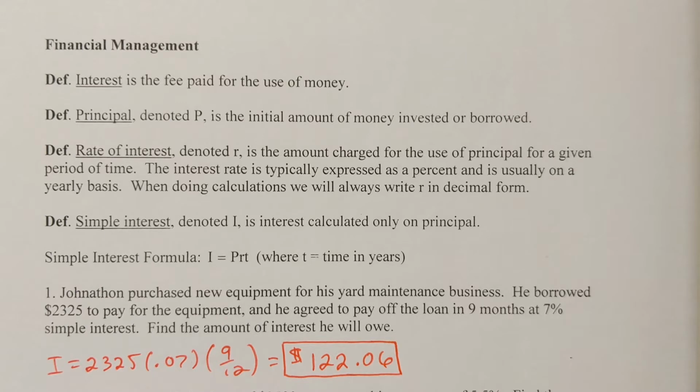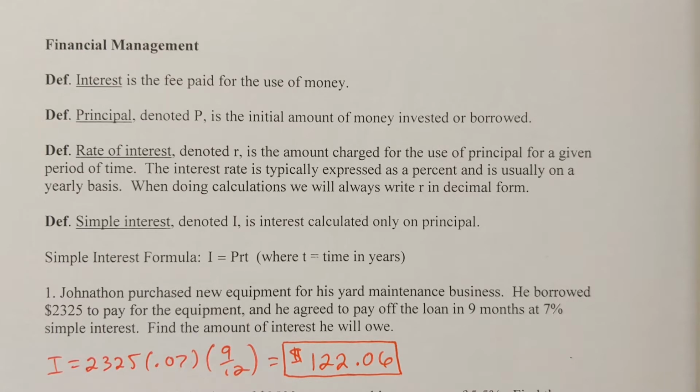Section 13.1 is just kind of the basics about financial management. Chapter 13 is called Financial Management. So, definition: interest is the fee paid for the use of money. Another definition: principal, which is denoted by a capital P, is the amount of money invested or borrowed, whether that be from a bank or an individual. Principal is the amount of money that you're borrowing.